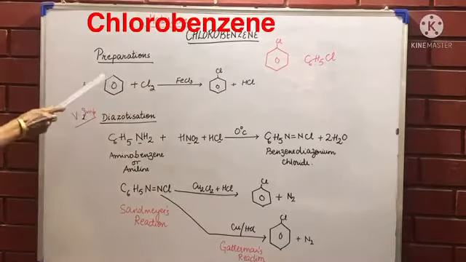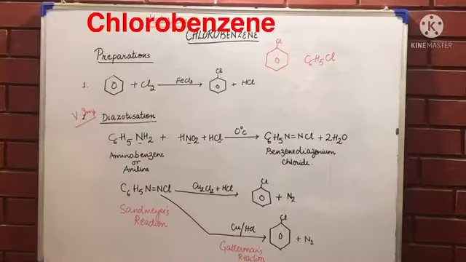So to prepare it, if I directly react benzene with chlorine in presence of FeCl3, it's going to give you chlorobenzene. So writing FeCl3 is very, very important.